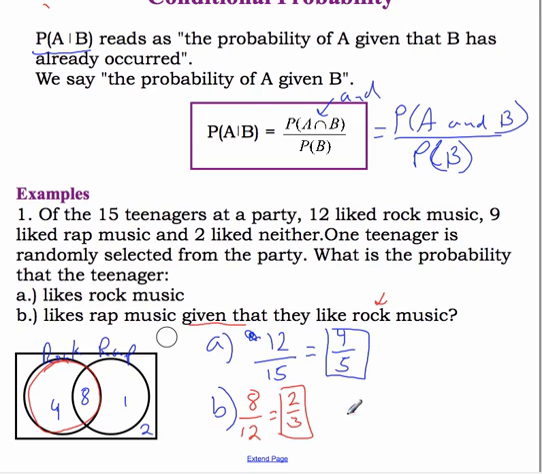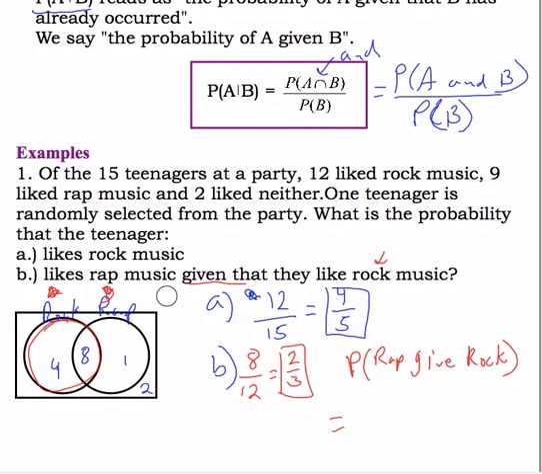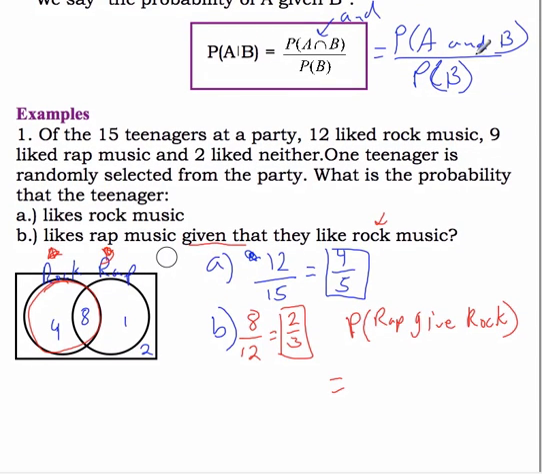Okay, so you can use the formula as well. I call this A and B, so the probability of, or actually the other way around, the probability that someone likes rap, given that they like rock, is equal to, so we look at the formula, probability of A and B. What's the probability that someone likes rock and roll music and rap music? Well, that's 8 out of 15, right?